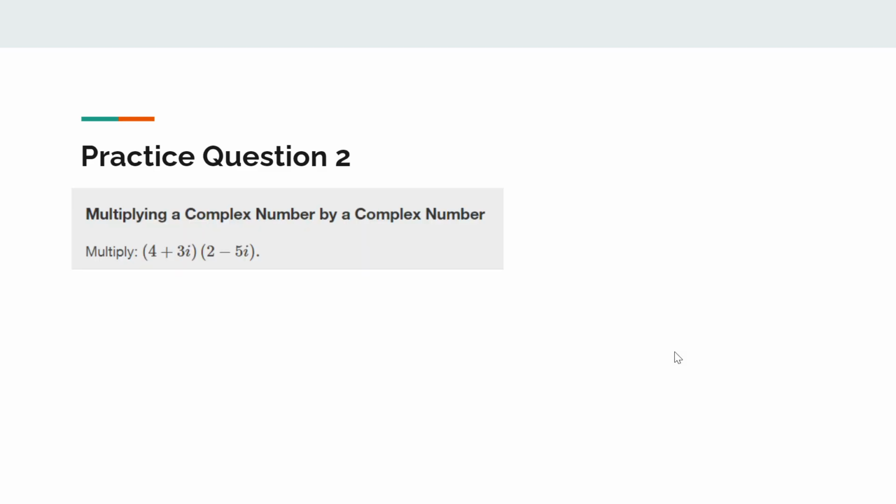Alright, practice question number 2. Multiply a complex number by a complex number. So multiply this one: 4 plus 3i times 2 minus 5i. Again, I'll give you guys 30 seconds to work on this one, starting from now.